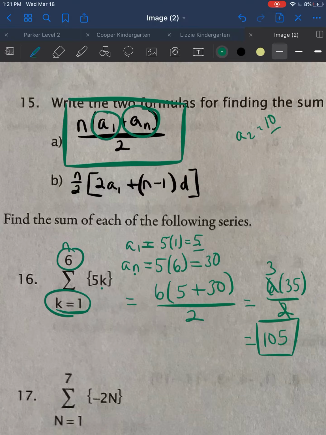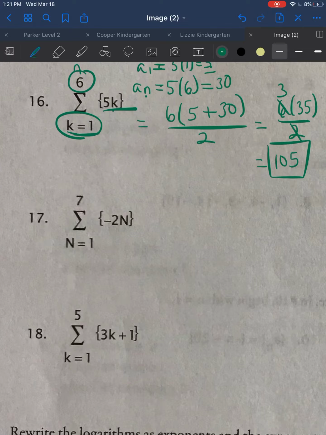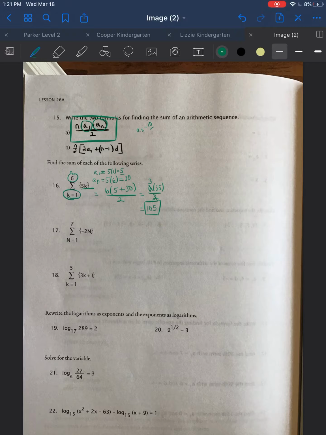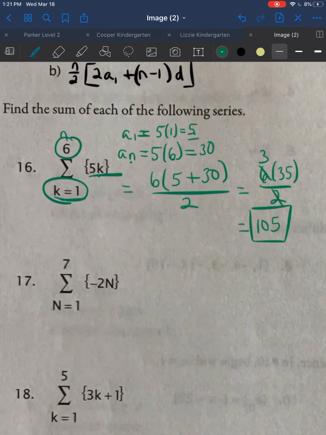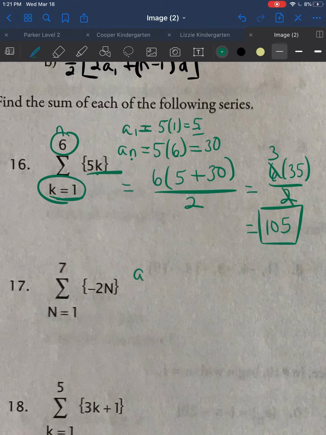So if you were to take the first 6 terms from k equals 1 to k equals 6 using the formula of 5k and add them all together, you would get 105. Okay, let's look at 17. Same idea. I'm going to keep using the same formula because it's a lot simpler and basic to use, and it uses the information given to you and the understanding of sigma. So a sub 1 is going to be negative 2 times 1, which is negative 2. A sub n is going to be negative 2 times 7, which is negative 14.